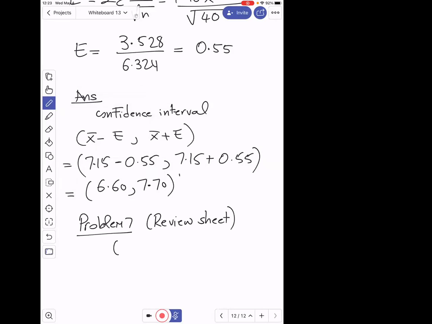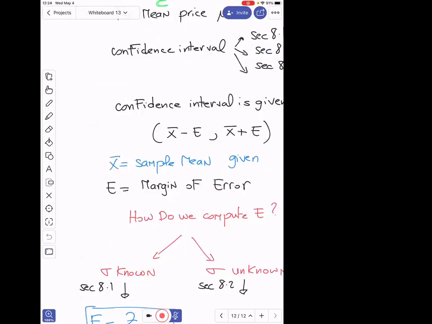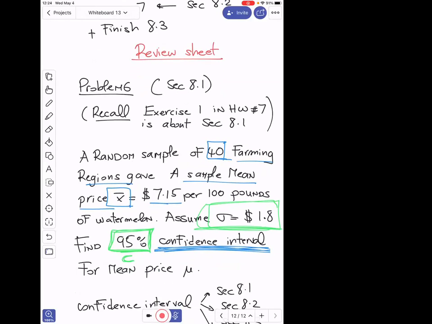So this problem is very similar to exercise 3 in homework 7. Actually, there are 3 exercises in homework 7. The first 2 exercises are very similar to the previous problem 6, but exercise 3 is similar to this problem. So the previous problem 6 is the same as exercises 1 and 2.